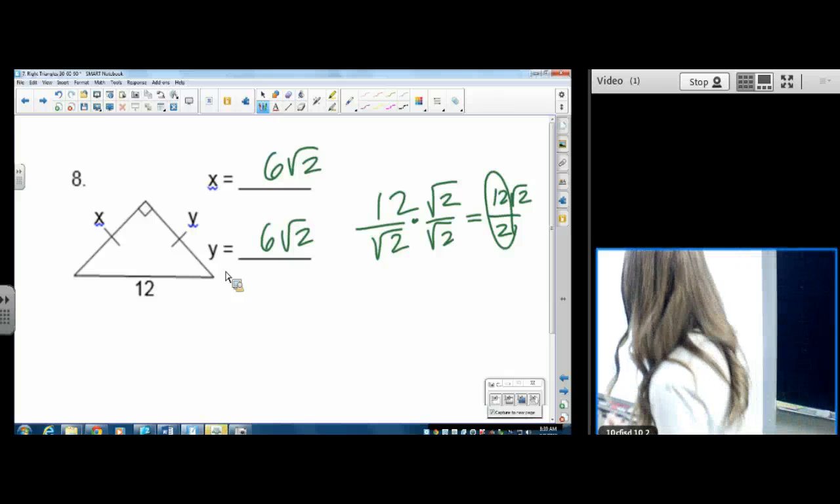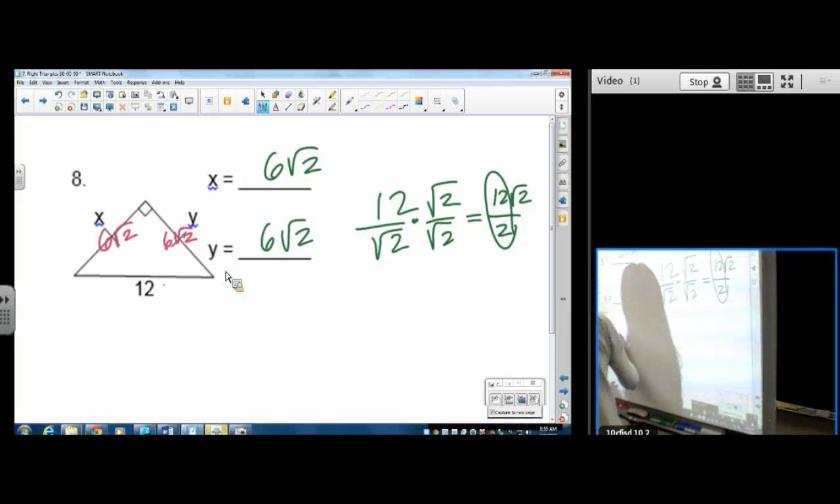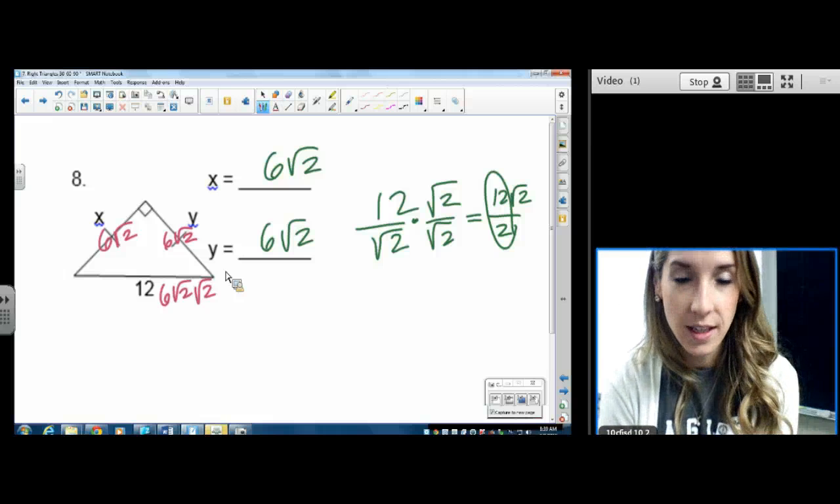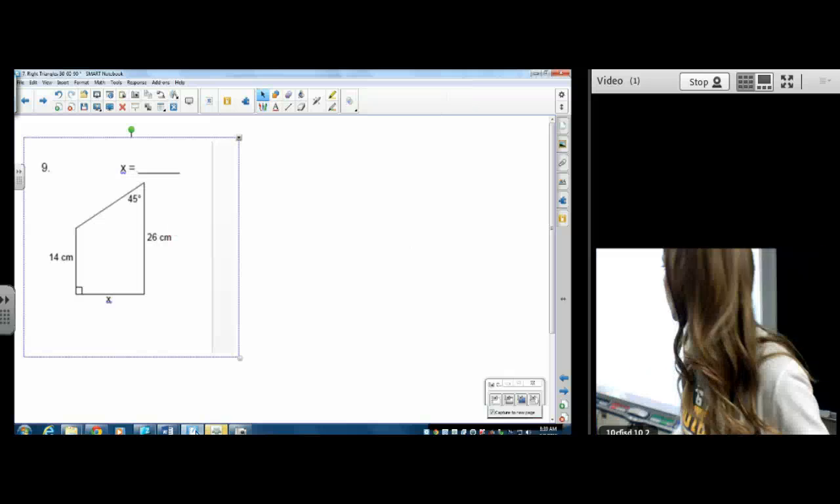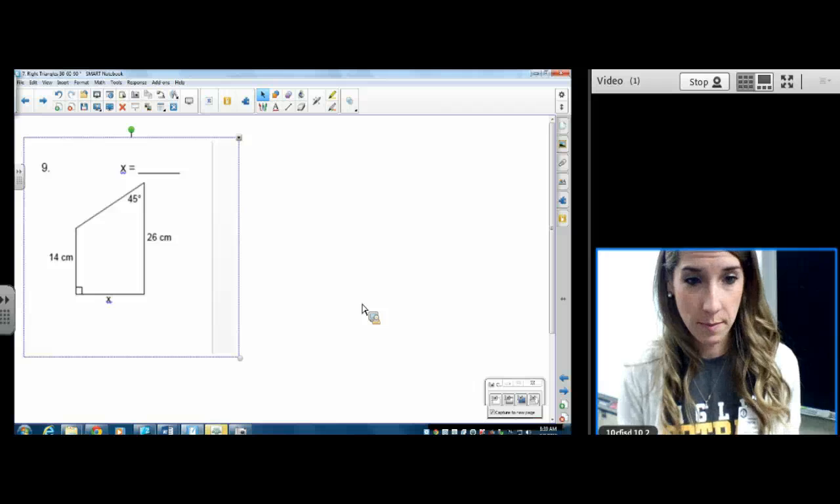So if you wanted to check your answer, you would say 6 root 2 times root 2 is 6 times 2. It's 12. So we checked our answer. We're good to go. Number 9 is an important problem because you have to draw your own segment.